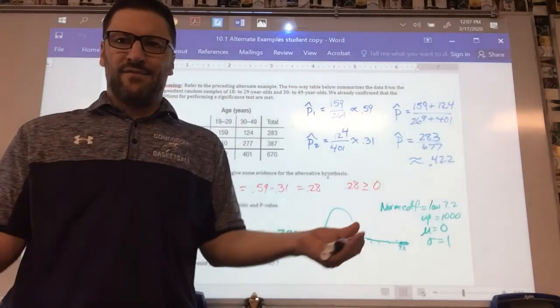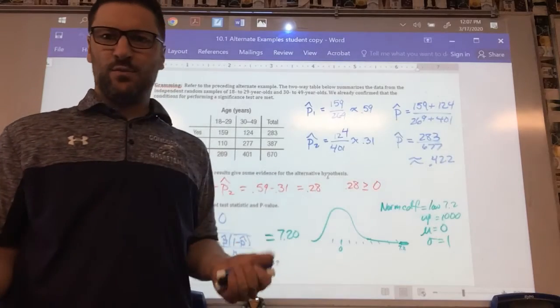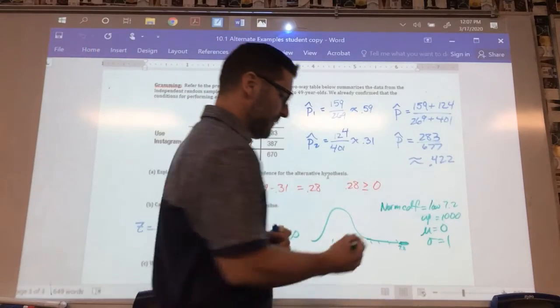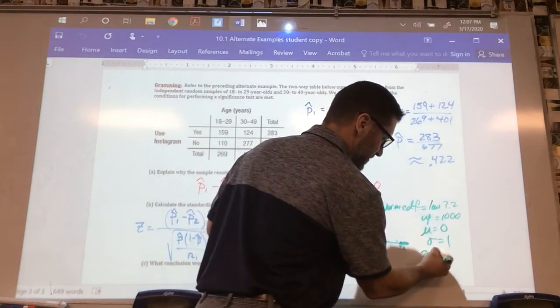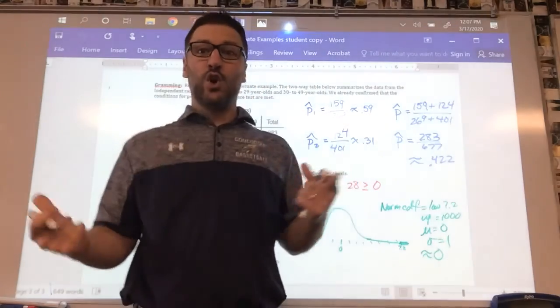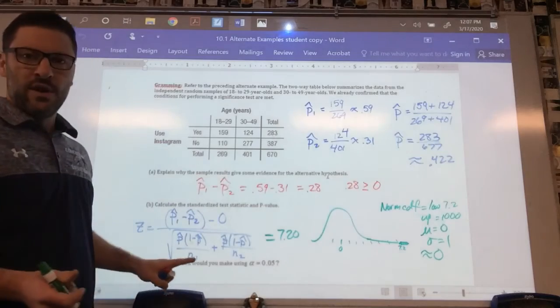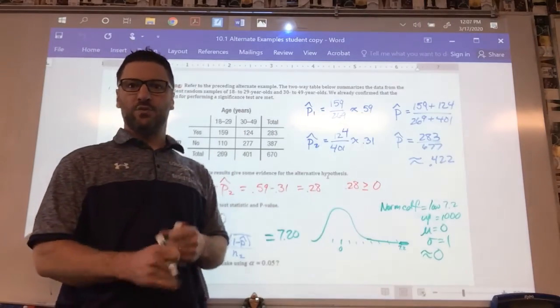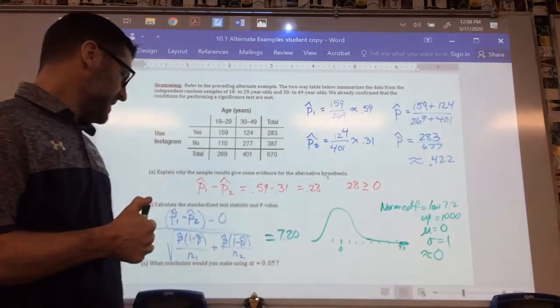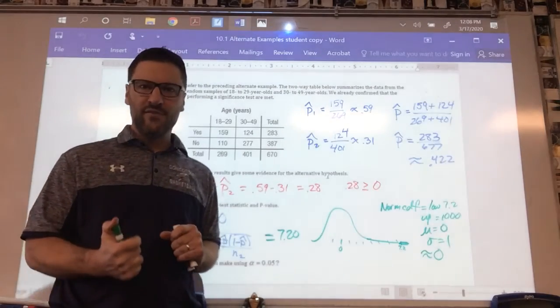I got this weird scientific notation value in my calculator, but the essence of it is it's 0. It's so incredibly small that I got 0 there. So I'm here, and the question is, what conclusion would you make at the alpha equals 0.05 level?